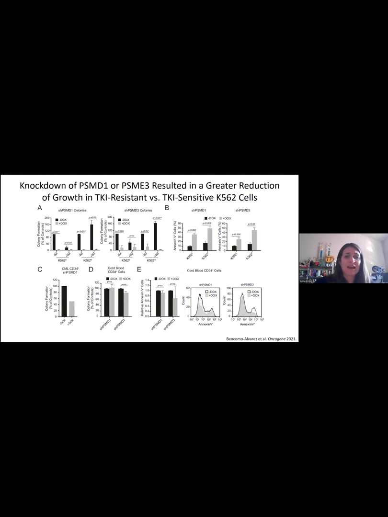And when we knock down either PSMD1 or 3, we see a reduction of colonies in both TKI sensitive and resistant cell lines, which correlated with the induction of apoptosis. We also saw a reduction of colony formation in CML patient samples, but importantly, knockdown of either of these proteins had no effect on cord blood cells, suggesting that if we can get bone marrow specific targeting of these proteins, they may be a good target for therapy.